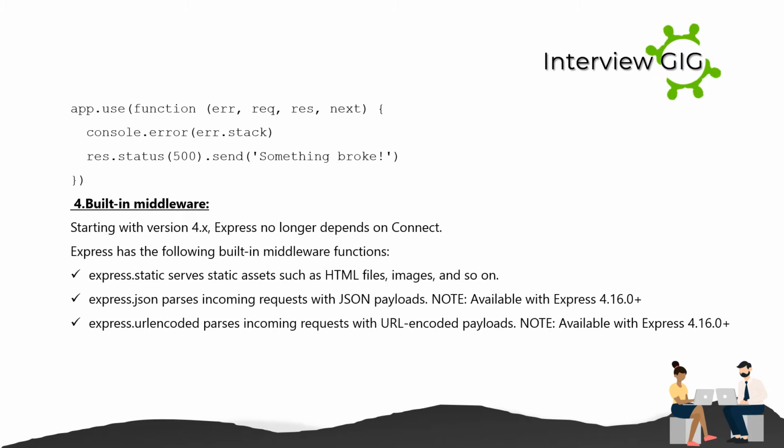express.static serves static assets such as HTML files, images, and so on. express.json parses incoming requests with JSON payloads. Note, available with Express 4.16.0+. express.urlencoded parses incoming requests with URL encoded payloads. Note, available with Express 4.16.0+.